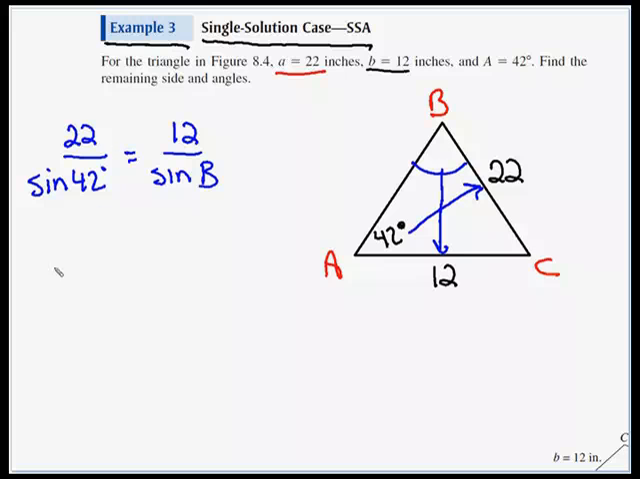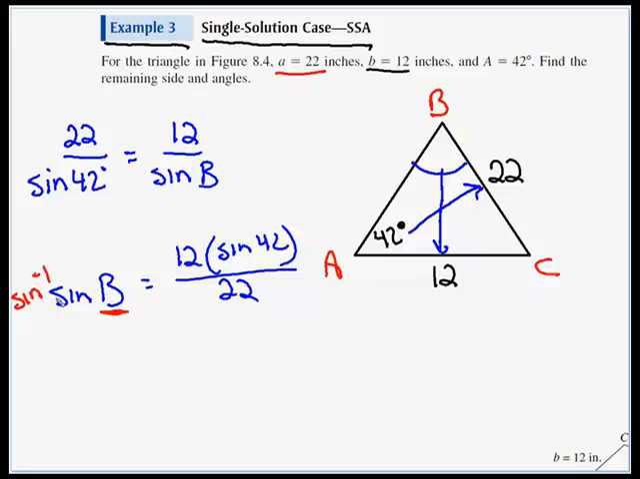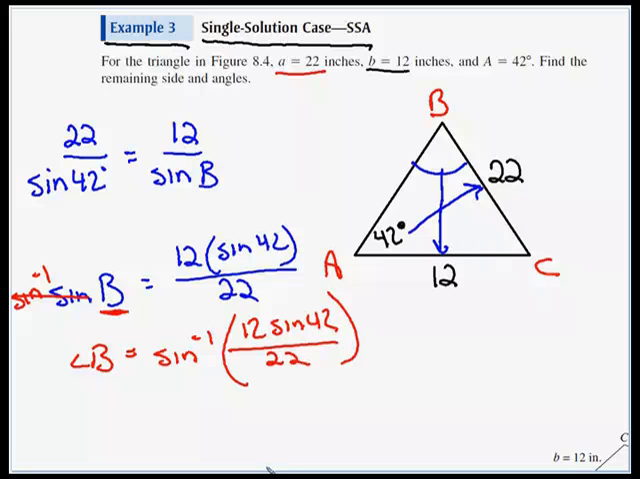So we cross multiply and set up our proportion, and we're going to see that the sine of angle B is equal to 12 times the sine of 42 divided by 22. And of course, since we're finding angle B, we're going to sine inverse the left side. And then angle B is equal to the sine inverse of 12 times the sine of 42 divided by 22. And we punch that into the calculator, do the old sine inverse, and we find that angle B is approximately 21.4 degrees. We've found our first angle.